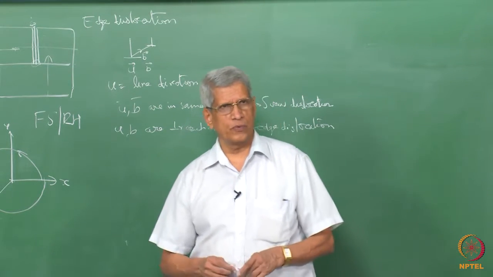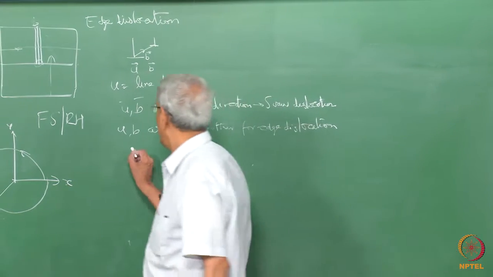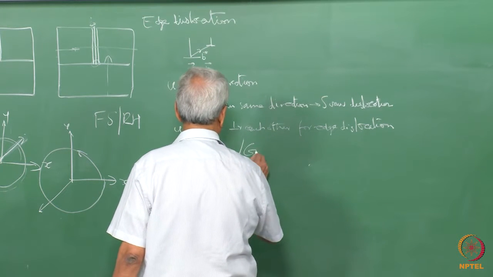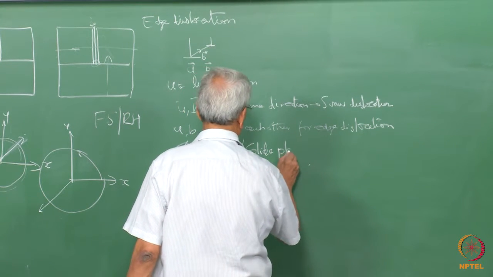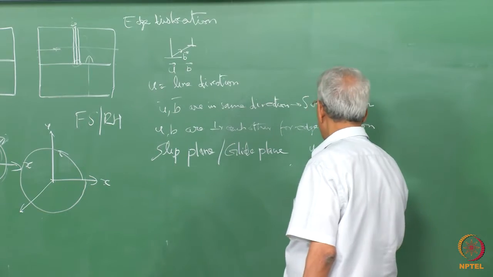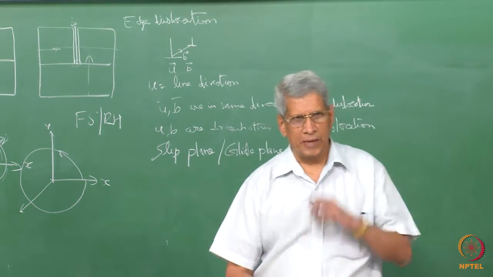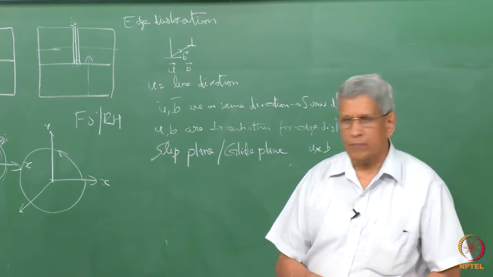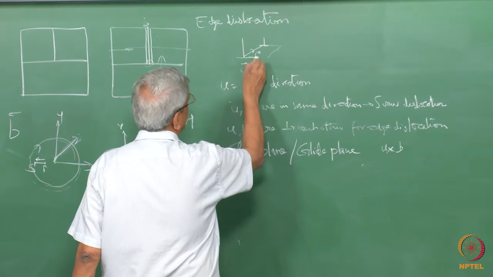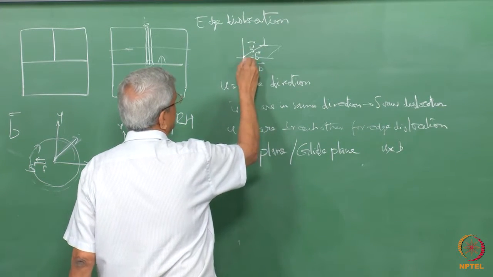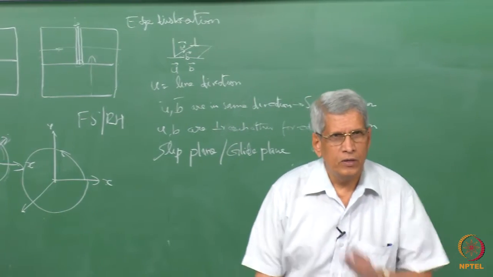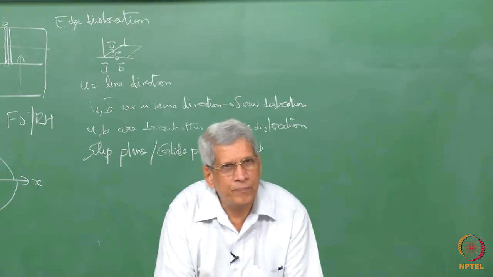And if a dislocation has to move, how is the slip plane defined? The slip plane, or sometimes it is called a glide plane, is defined by u cross b. The cross product is what is going to define that plane. If this is u and this is b, this is the plane, correct? u cross b, that's the plane in which the dislocation will move. So an edge dislocation will move only in that plane.